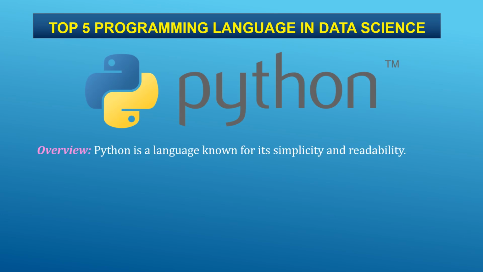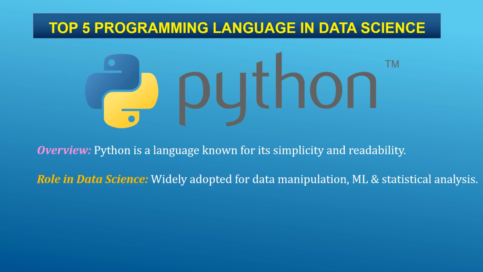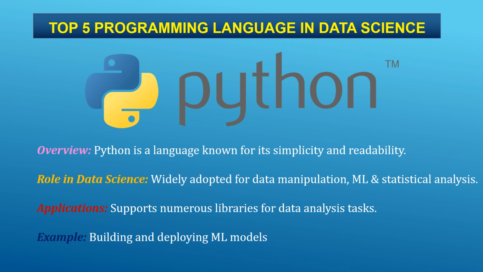Python. Overview: Python is a versatile, high-level programming language known for its simplicity and readability. Role in data science: widely adopted for data manipulation, machine learning, and statistical analysis. Application: supports numerous libraries, NumPy, Pandas, scikit-learn, for data analysis tasks. Example: building and deploying machine learning models for sentiment analysis on social media data.